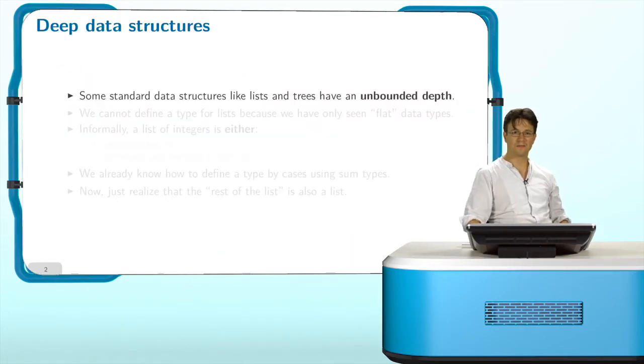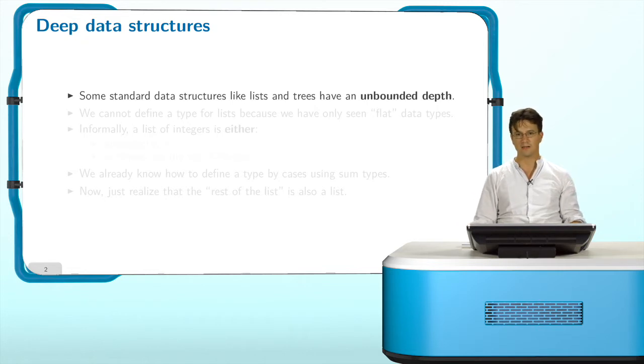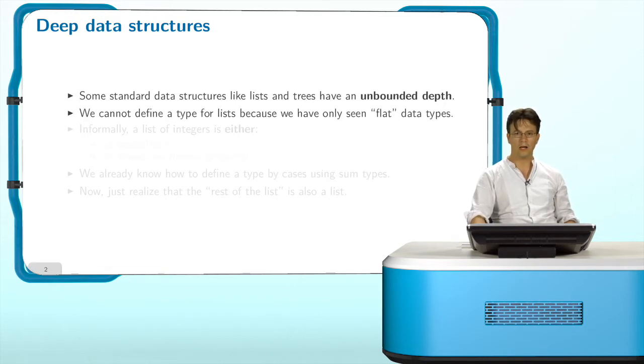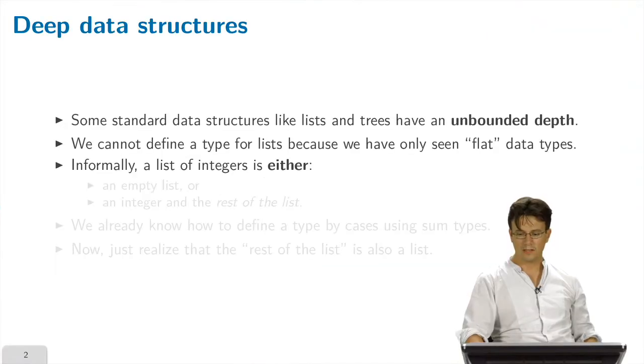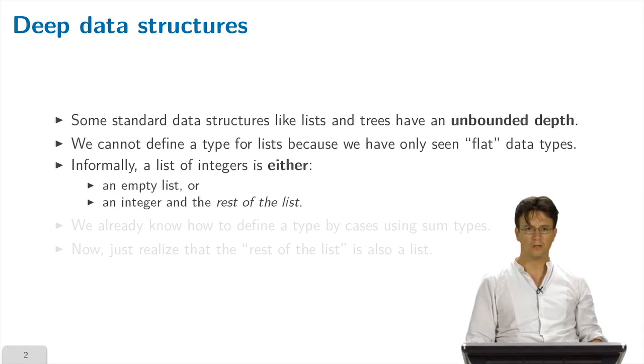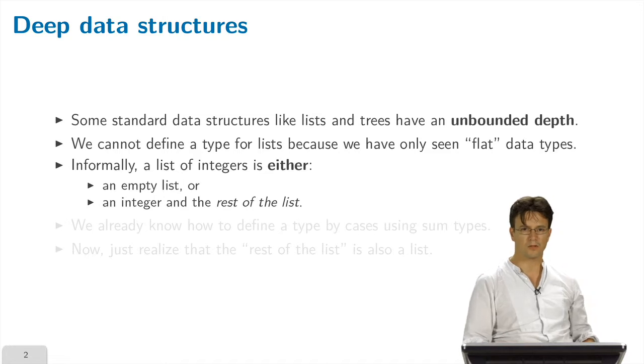In computer science, many data structures like lists or trees have a non-bound depth. But for the moment, we are unable to define such data structures because we have only seen flat data types. So let's try to do it informally. On paper, we would write that a list of integers, for instance, is either an empty list or an integer followed by the rest of the list.